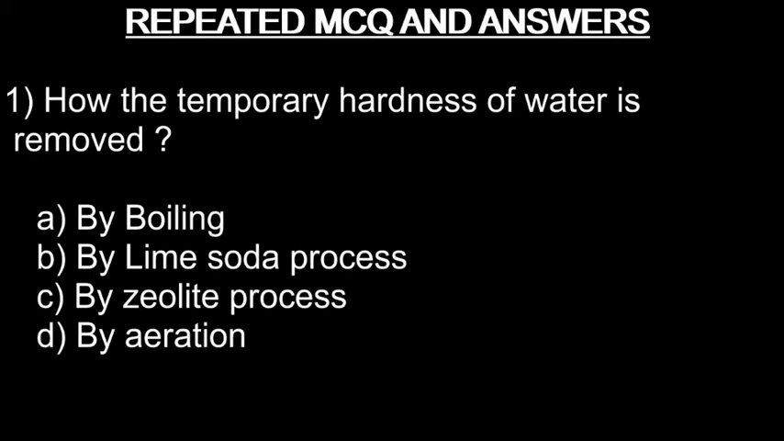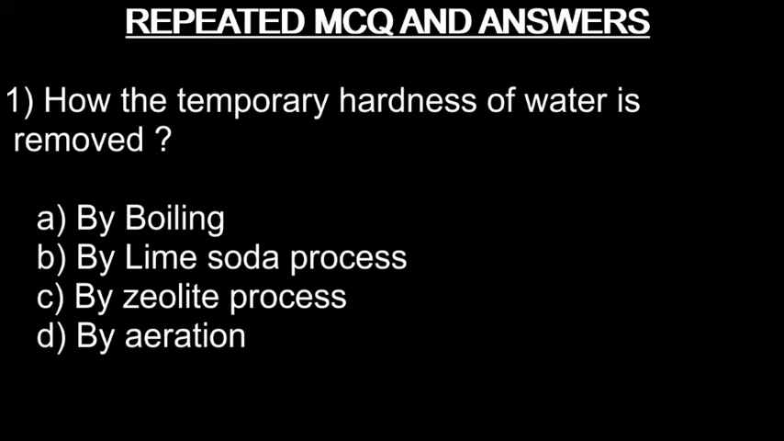Here, temporary hardness is caused due to the presence of calcium and magnesium carbonates and bicarbonates. Calcium carbonate, magnesium carbonate, calcium bicarbonate, and magnesium bicarbonate cause this temporary hardness, and it can be removed by boiling.